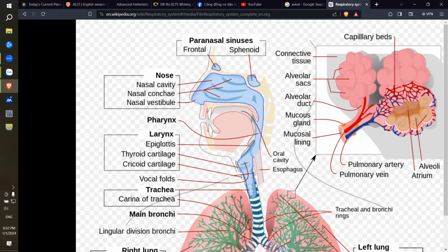Sphenoid sinus, the sinus in the sphenoid bone. A sphenoid bone actually looks like a butterfly. That's why it's called sphenoid, and you have sinuses here. Basically, the scientists are yet to discover the function of the sinuses, but when they get inflamed, you're in trouble. You need treatment. You need medicine, like antibiotics, to treat it.